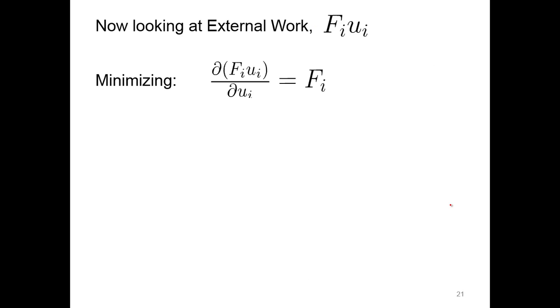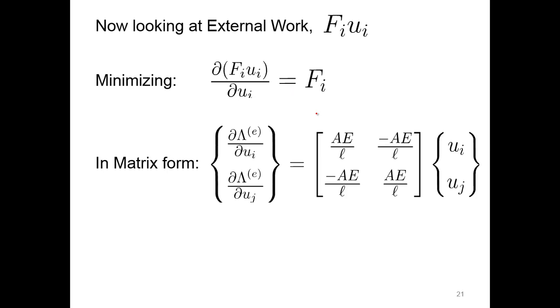Now let's look at our external work. So external work is just the force being applied to the node times the deflection at that node. And then we want to differentiate that with respect to u sub i. And in our first case, node i, it's going to be just the force at node i. And it would be the same thing for u at node j as well.